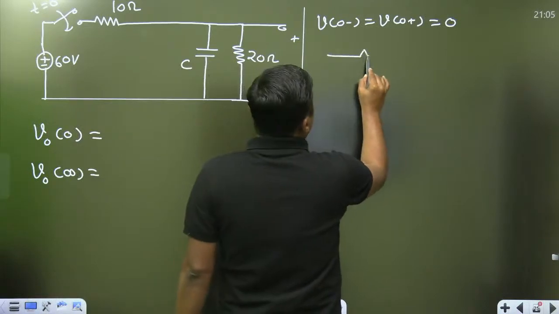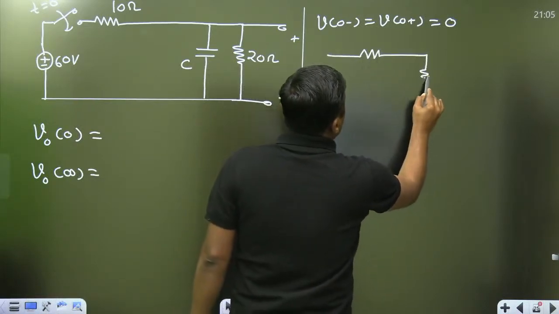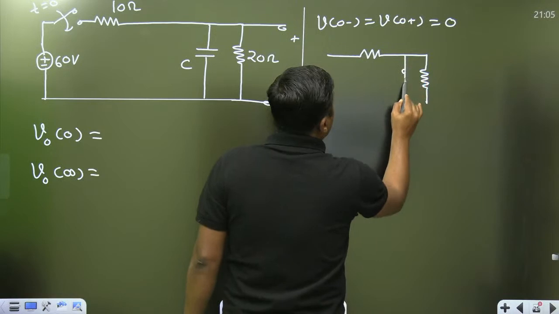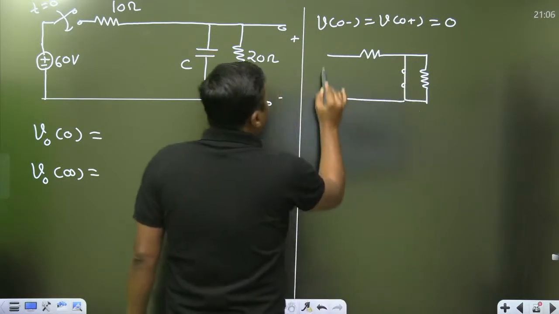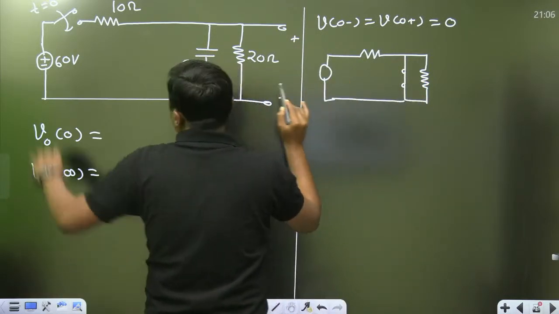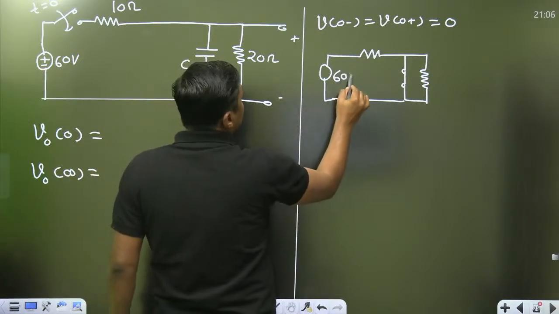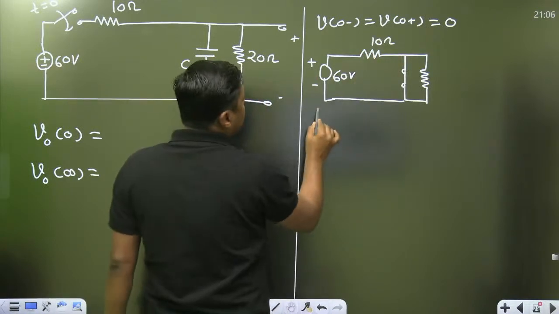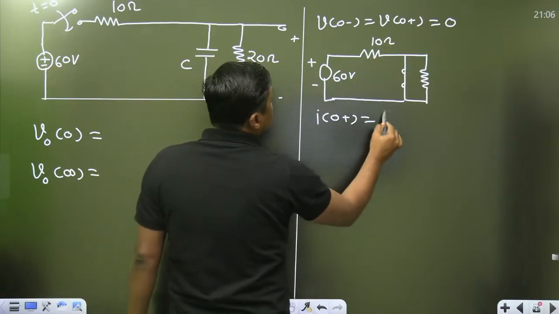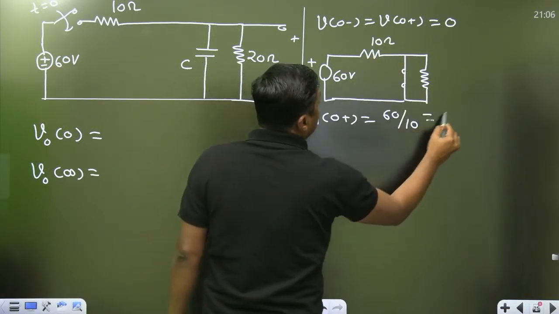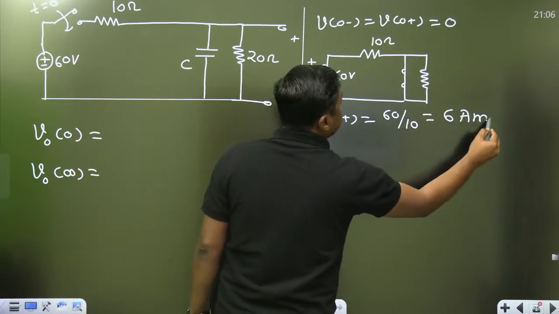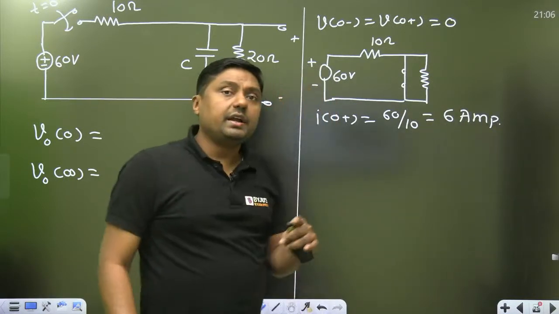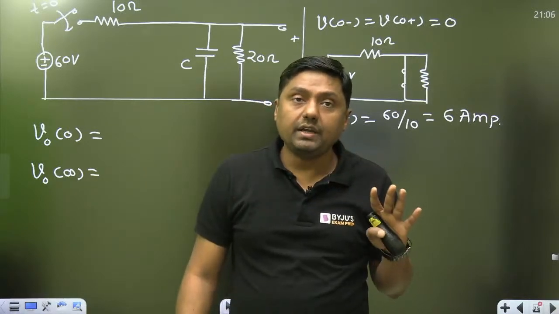So what is the current here, everyone? This will act as short circuit. And this battery is of 60 volt, and this is of 10 ohm. So what is the initial current? 60 divided by 10, that is 6 ampere. Initial current is 6 ampere, right?